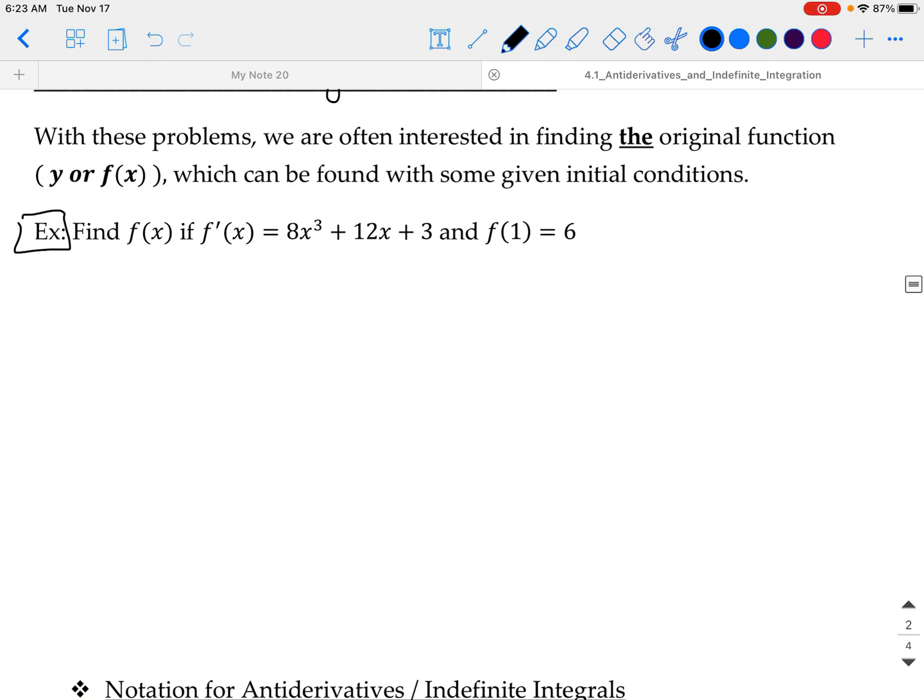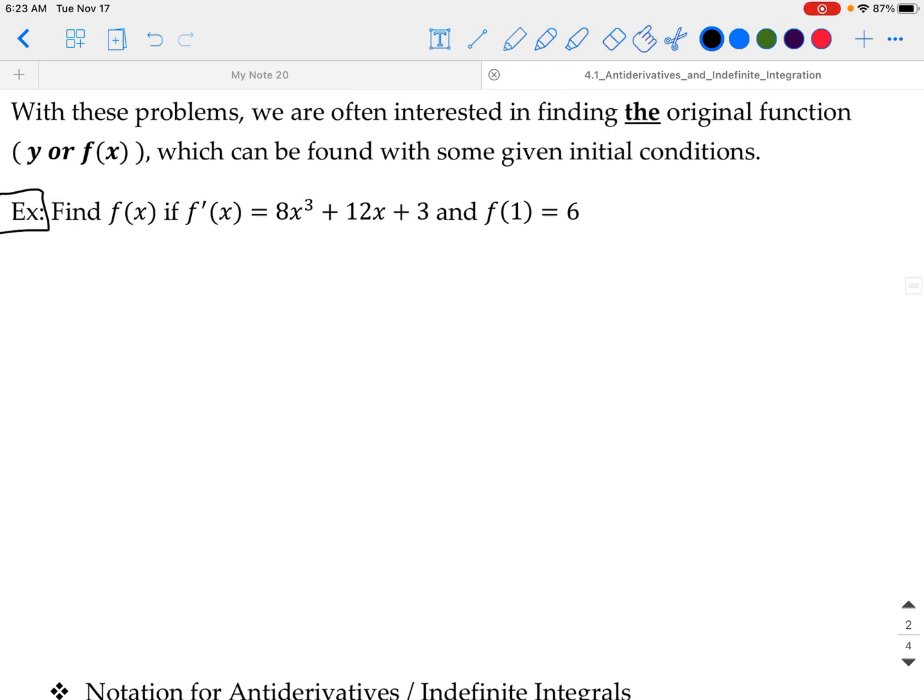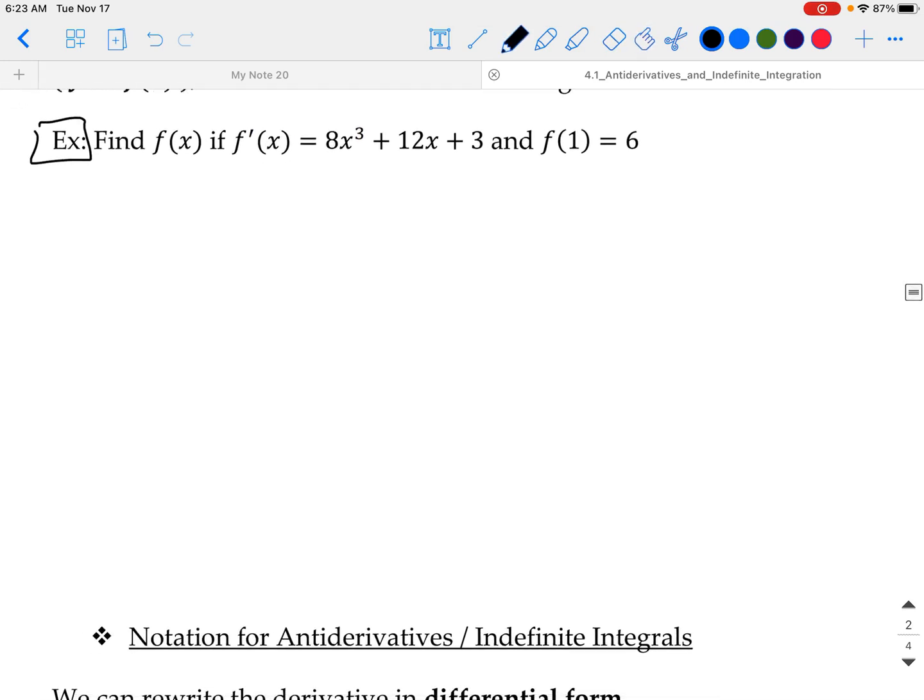Note, with these problems, we're often interested in finding the original function, obviously what we've been doing, but we're going to be given some initial conditions, which means we're not going to have an antiderivative that is a family of functions. We're going to have an antiderivative that is the exact original function. And that's the goal of differential equations, to figure out the original function or the original values by using this information about slopes. So we've got our differential equation here.